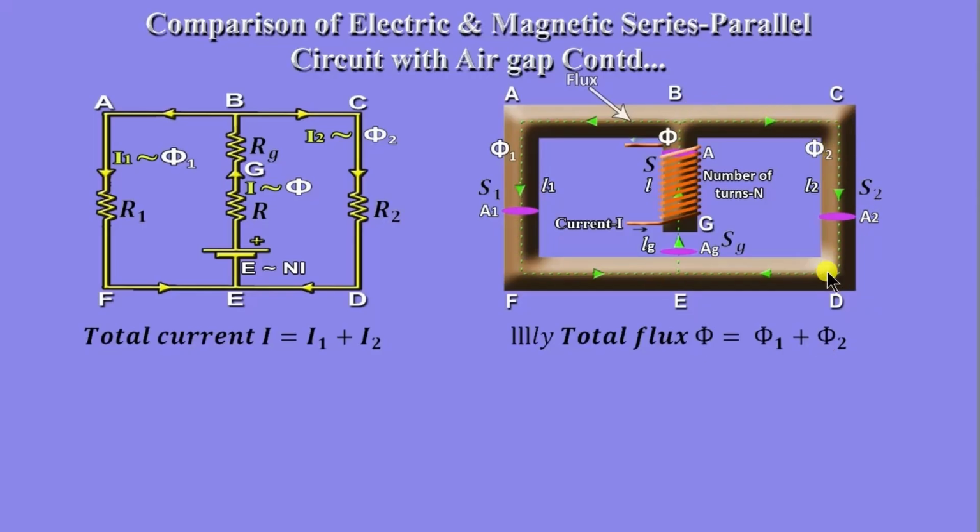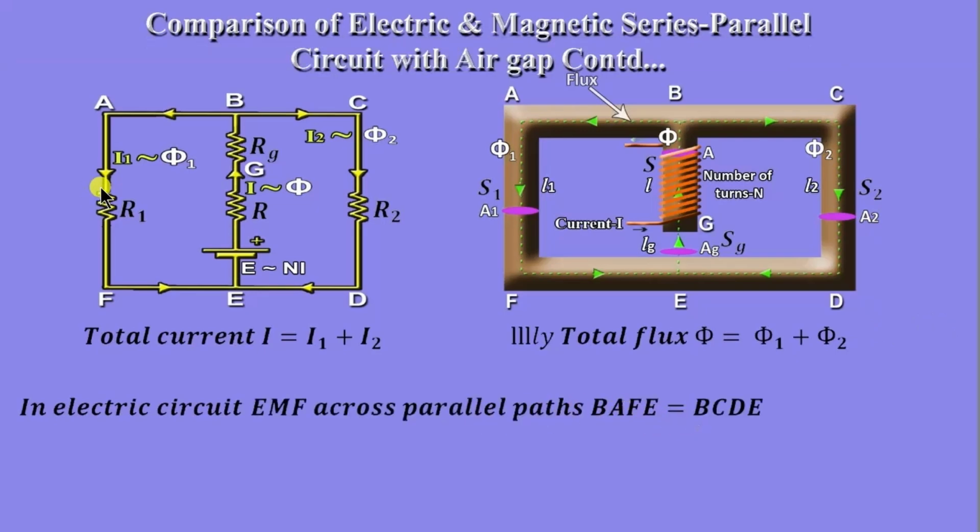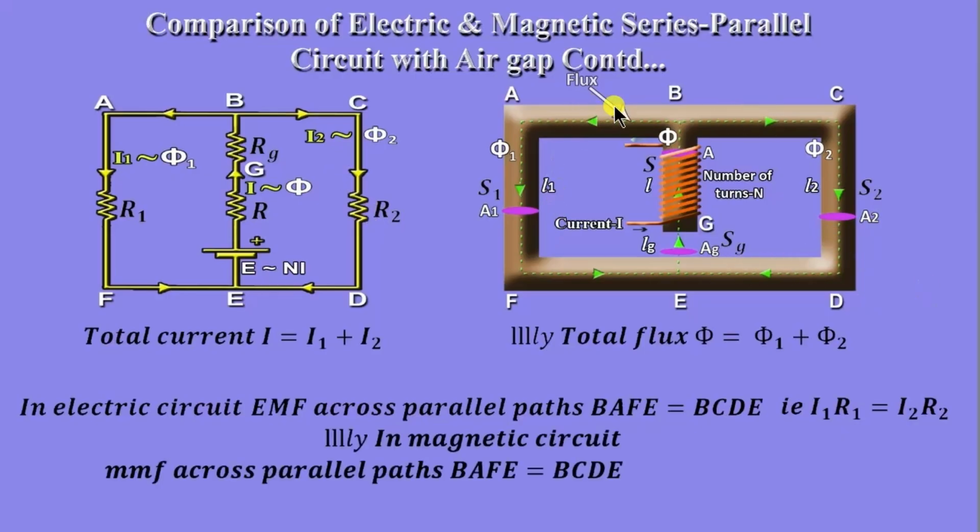In this electric circuit, EMF across the parallel path BAFE is equal to EMF across the parallel path BCDE. That is, I1 into R1 is equal to I2 into R2. Similarly, in magnetic circuit, MMF across these parallel paths are same. That is, MMF across BAFE is equal to MMF across BCDE. That is, phi 1 into S1 is equal to phi 2 into S2.